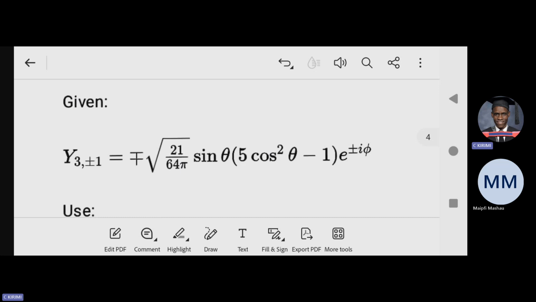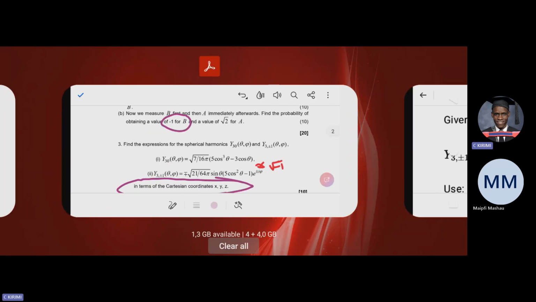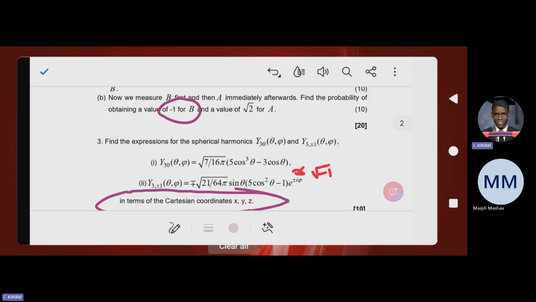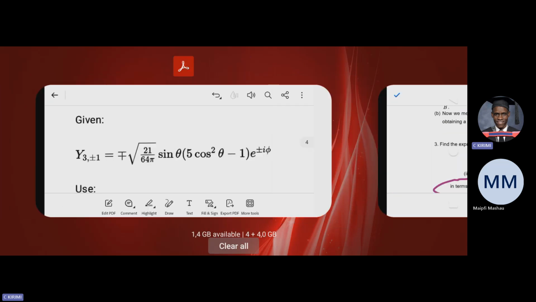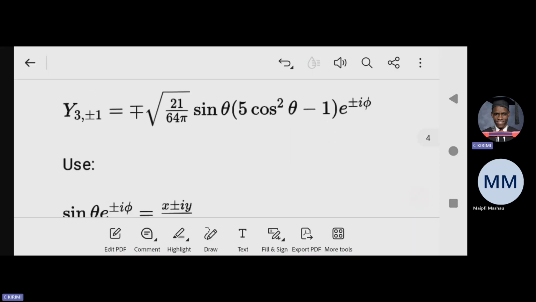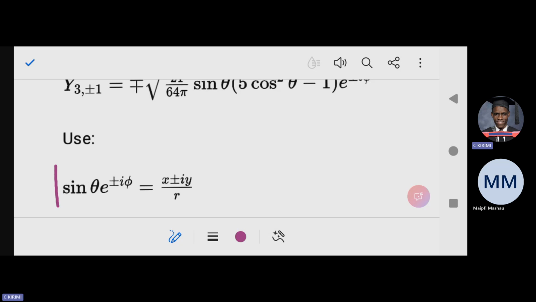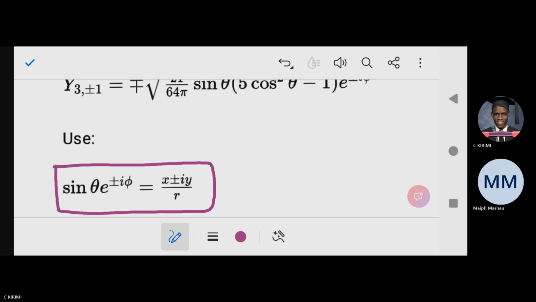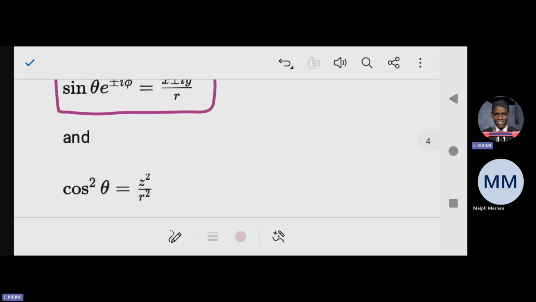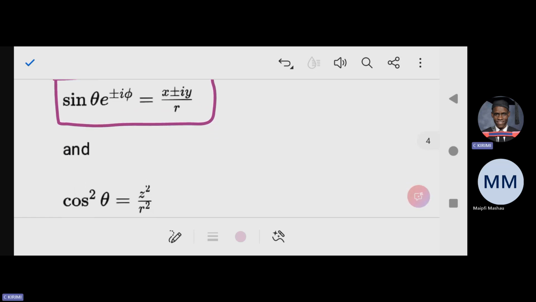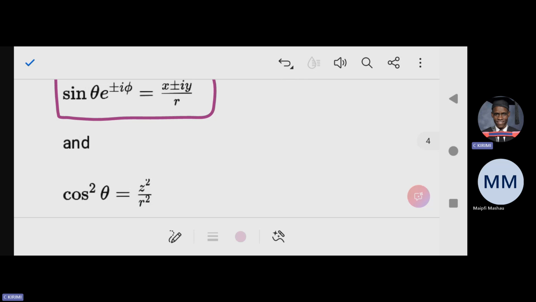For number 2, we are given this expression in the question, Y3 plus or minus 1 of theta and phi is given by this. In terms of Cartesian coordinates, that is what we want to put. Which identity are we going to use? This identity which I was explaining to you. Then cos squared theta. What is cos squared theta? We are using it from the definition of cos theta.